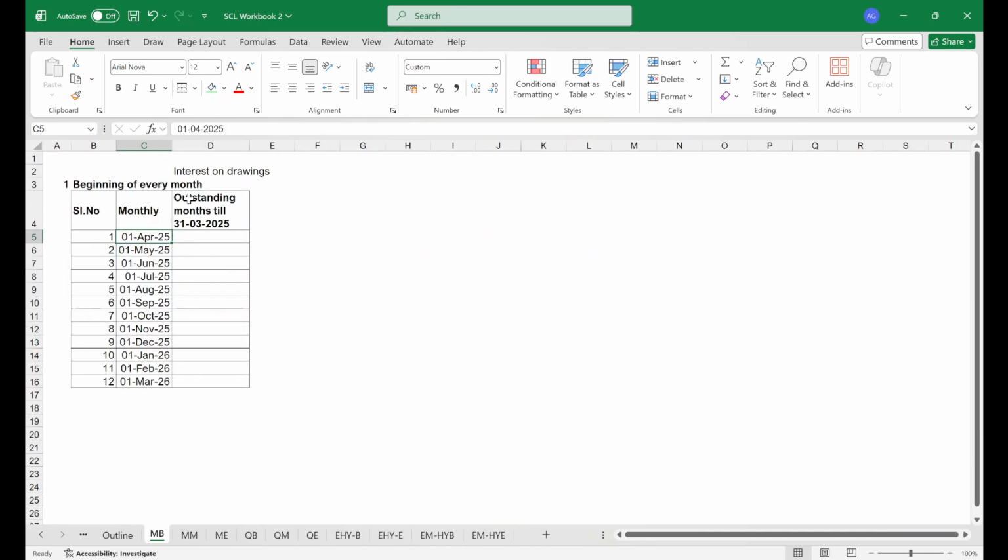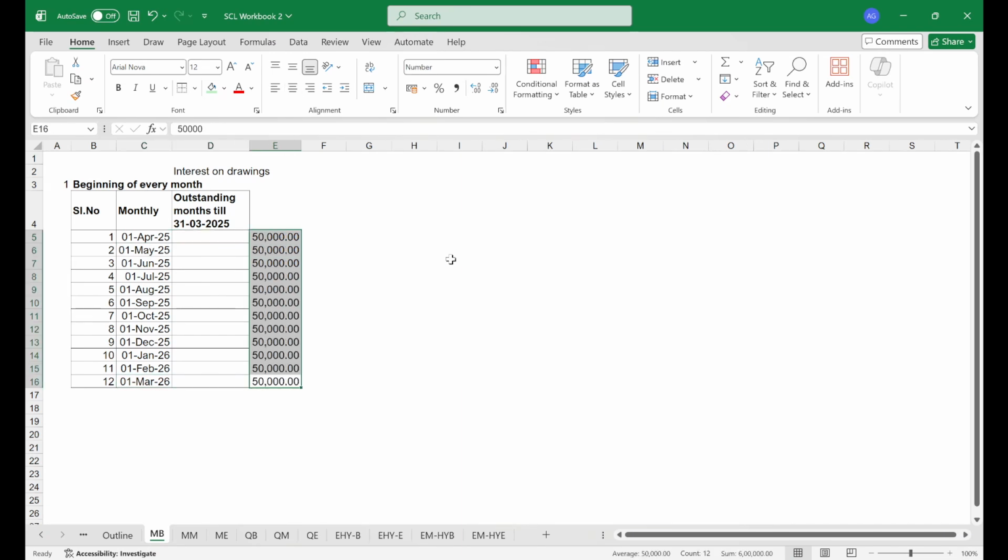Now let us take the first scenario. Partner withdraws a fixed amount at the beginning of every month. That means, let us imagine the partner withdraws 50,000 at the beginning of every month. On April 1st, he takes out 50,000. On May 1st, he takes out 50,000, then June, July, August, like that, till 1st of March, he's taking 50,000, 50,000, 50,000. So in total, the partner has withdrawn 6 lakh. Okay, let this be one side.